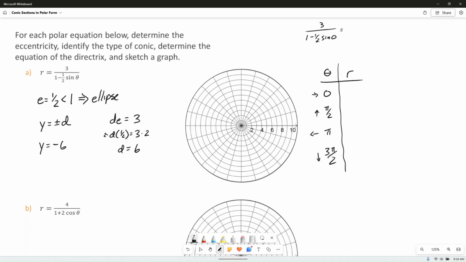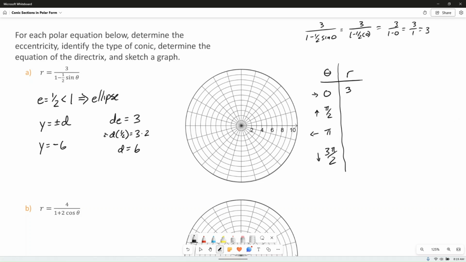Okay, well, I know that sine of 0 is 0. So I have 3 over 1 minus a half times 0, which a half times 0 is still 0. So it's 3 over 1 minus 0. 1 minus 0 is a 1, so 3 over 1, which is a 3. So if theta is 0, r has to be a 3. And I want to repeat that process using the other 3 values.